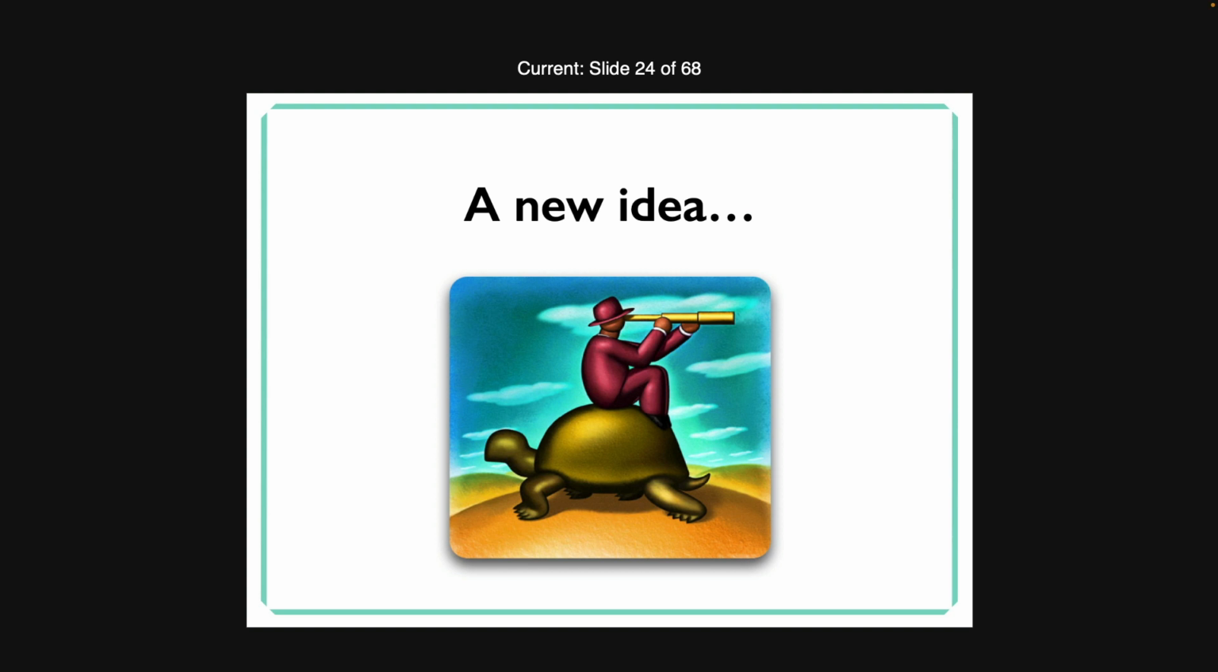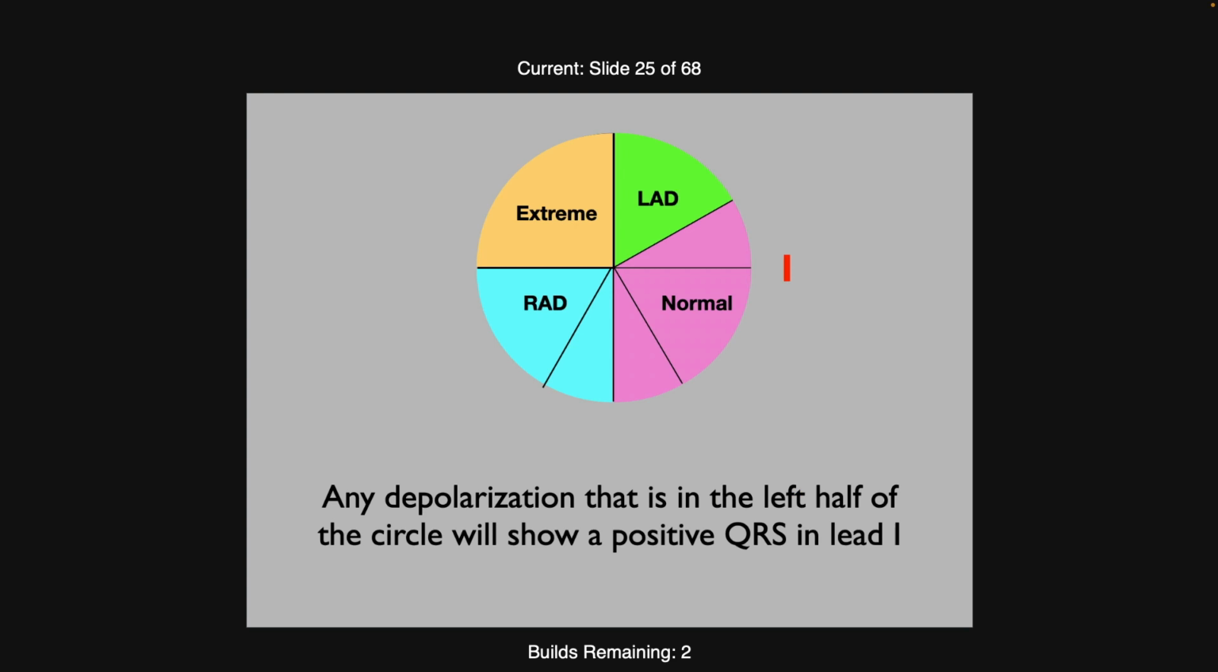So this is what axis is based on. Okay, so we've got lead 1. And any depolarization that is going out anywhere in the left side, remember it's the patient's left, so this is the left side, this is the right side. So any depolarization that ends up in that left half circle is going to show a positive QRS complex in lead 1. Because even though it's not directly toward it, at least some portion of it is going in that direction.